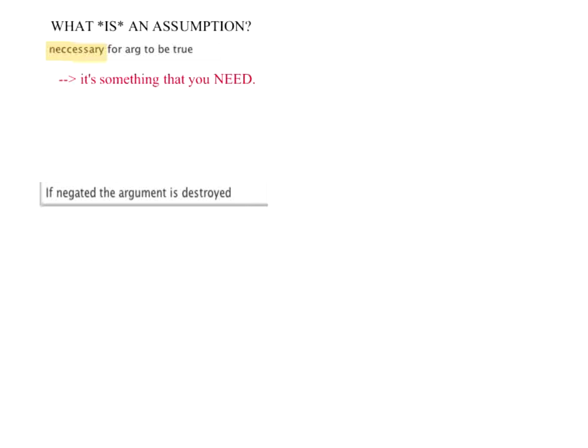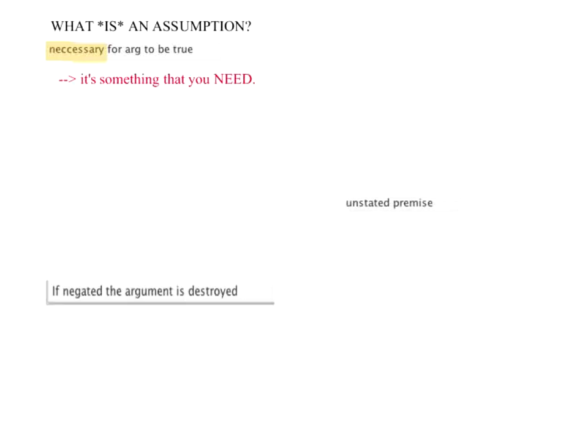The danger is things like this, where one person wrote unstated premise. The problem with unstated premise is that it's not really exact enough. This may not really convey the idea that it's necessary. So let me give you an example, just to make sure we're all on the same page here. Unstated premise may not convey the idea of necessary. So be careful.